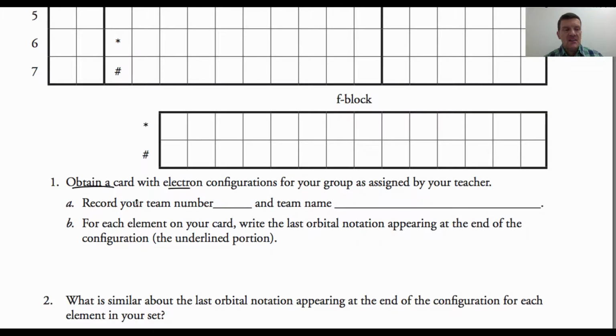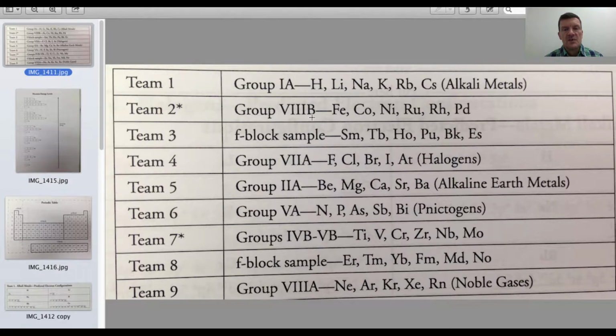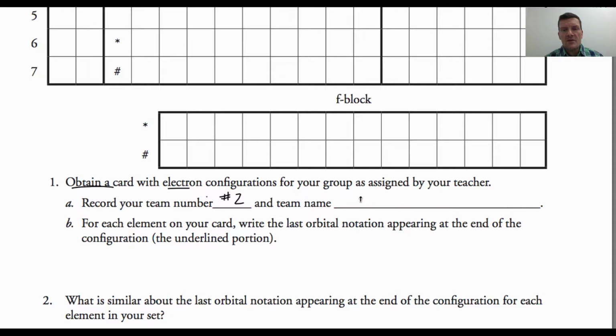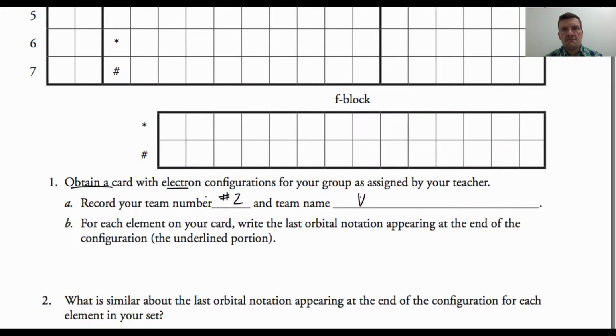It says record your team number. So we've got team number 2, and if I look back at this card, team number 2 is group 8B, which is iron, cobalt, nickel, etc. But you can do whatever you want with that card. They are assigned for a particular reason, because we want to look at how there is similarity in all the elements in a particular group.